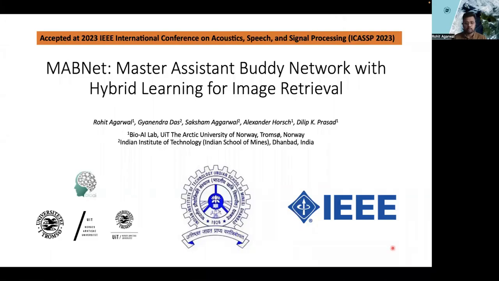Hello everyone, I am Rohit Agarwal and I am here to present our paper MabNet, Master Assistant Buddy Network with Hybrid Learning for Image Retrieval. This is a collaboration work between Bio AI Lab at UiT, the Arctic University of Norway, and Indian Institute of Technology, Indian School of Mines, Dhanbad.